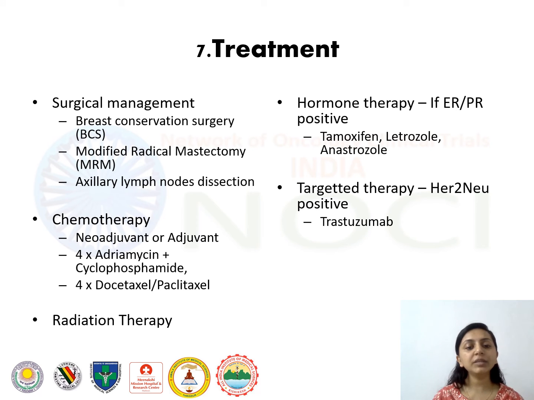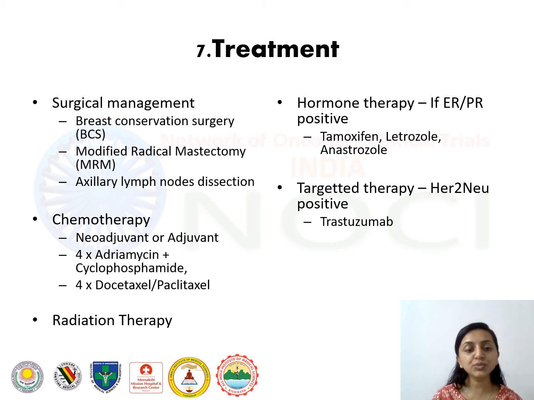Now, chemotherapy can be given as neoadjuvant or adjuvant. It is called neoadjuvant when chemotherapy is given before surgery. This is especially done in case of advanced diseases. Adjuvant chemotherapy is given after surgical treatment. This can be given for early stage of the diseases.